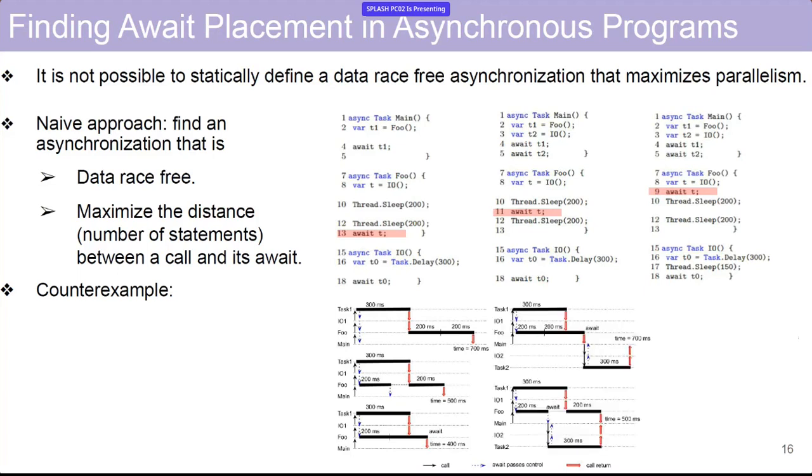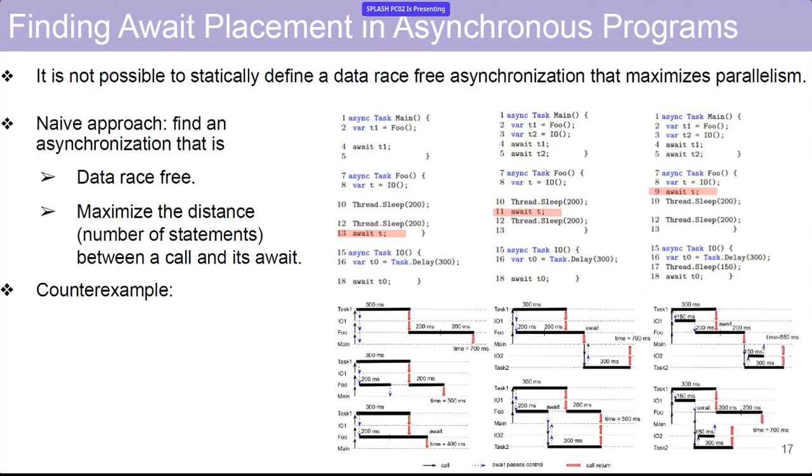However, the second program will contradict that. In the figure above, we have the await placed at the end of the task. Here, it will take 700 milliseconds to execute that program. However, if we place it in the middle, it will take us 500 milliseconds.